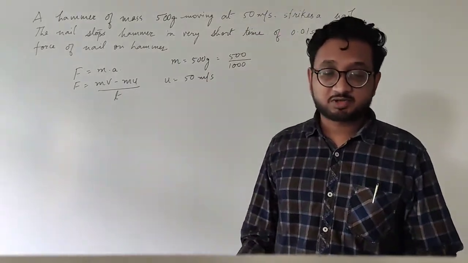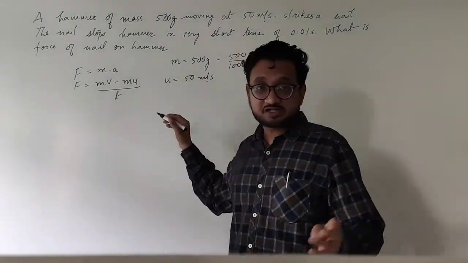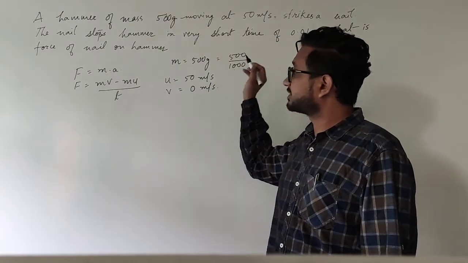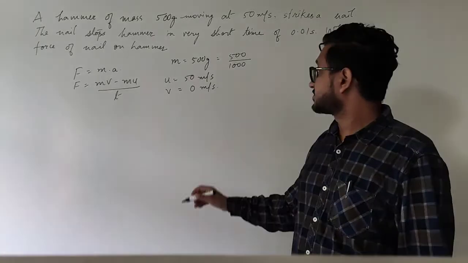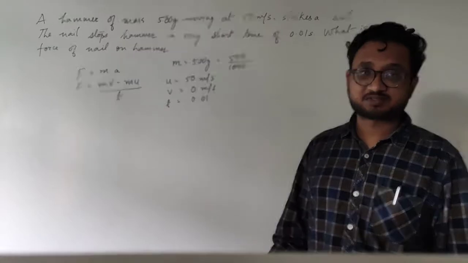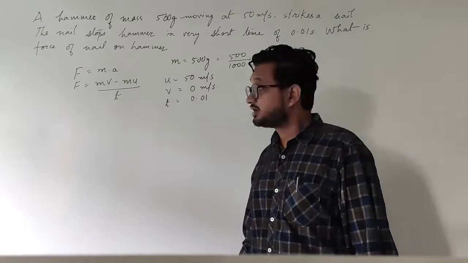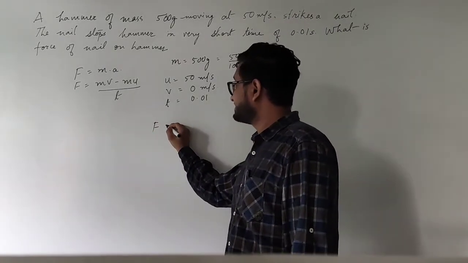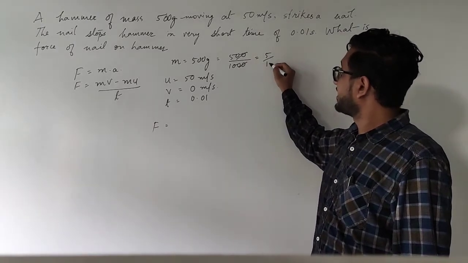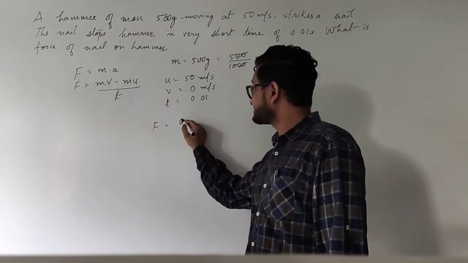What is the final velocity? After striking the nail, its velocity will become 0, okay? Because the nail is also applying the force on the hammer. So the final velocity v is 0 meters per second. And the time is already given to you, that t is equal to 0.01 seconds. Okay? Now just put all these values in the equation. You will get F is equal to m, that is 2 zeros getting cancelled, so 5 upon 10, and 5 upon 10 is 0.5 kg. So mass is 0.5 kg.